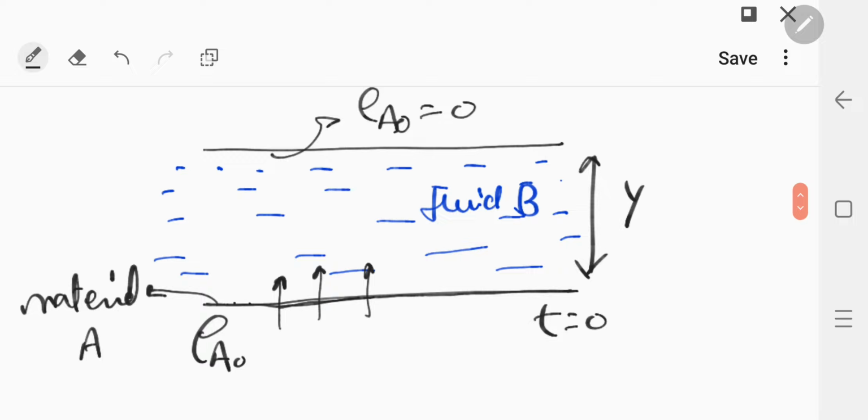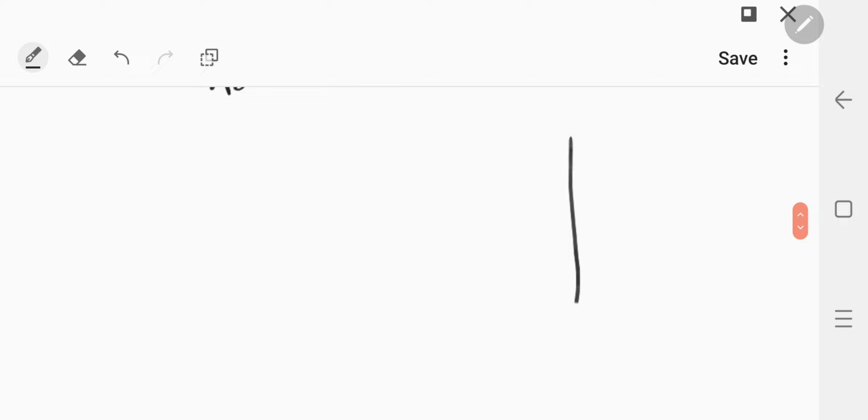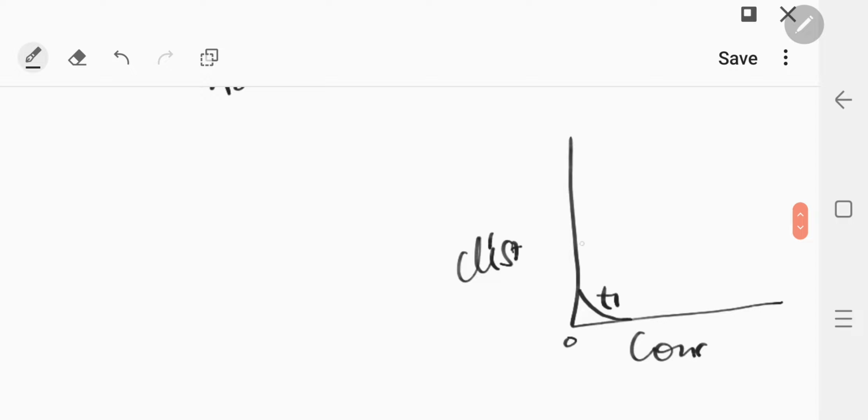A concentration profile will develop because, since the solubility of A is low in fluid B, there will be a linear distribution of the concentration of A towards the upper plate. So if we represent the concentration with the distance, initially it is 0 at time t equal to 0, slowly and slowly this will be the concentration profile of A in the stagnant film B at t1, then this will be t2, t3, and slowly again there will be a linear profile developed under steady state condition.